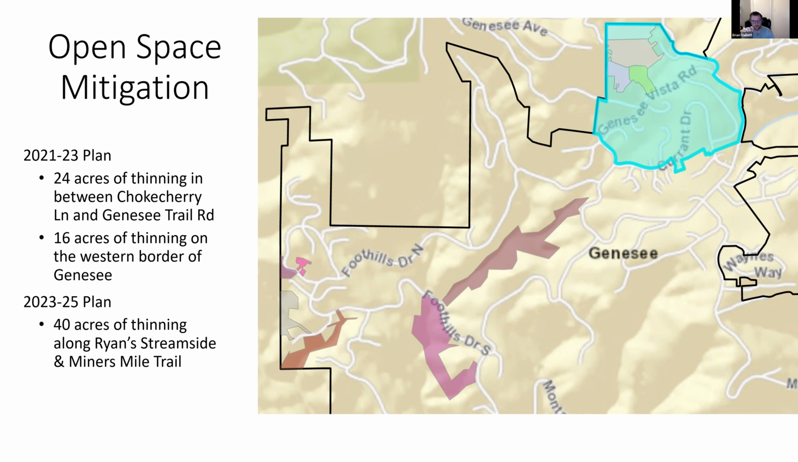And then later on, maybe by 2024 or 2025, we'll start on the middle part of Genesee as well. That sliver in between, in the middle there, is Ryan Streamside Trail, and then further south, that pink one, that's Miners Mile. So all of that again is open space. What we have already started is what's going on up there in the north. That's a high priority area. Plan Unit B is outlined in blue, and those different colored shapes are open space, and that's forest, and we've already started working there.